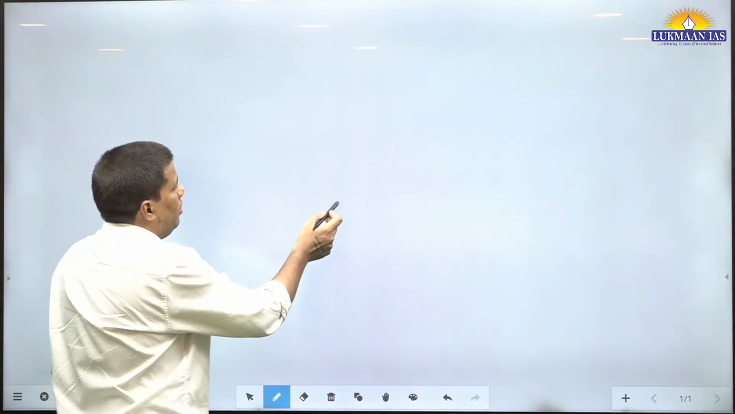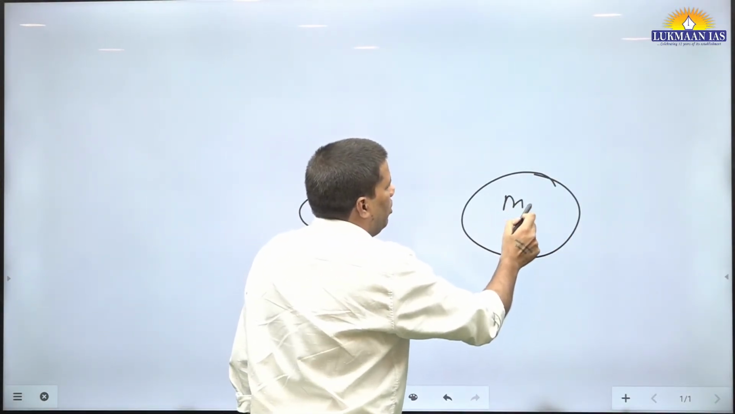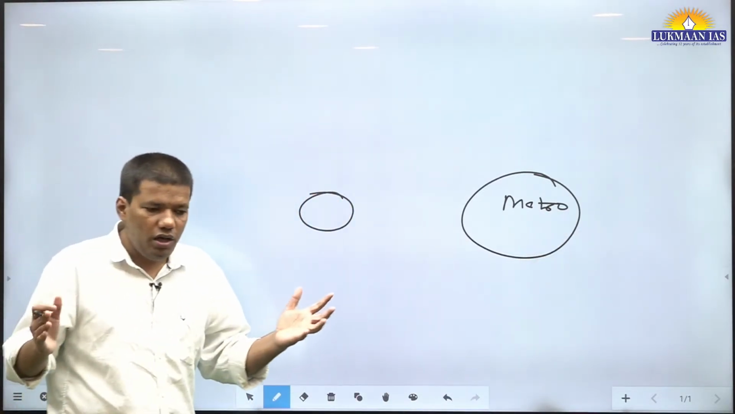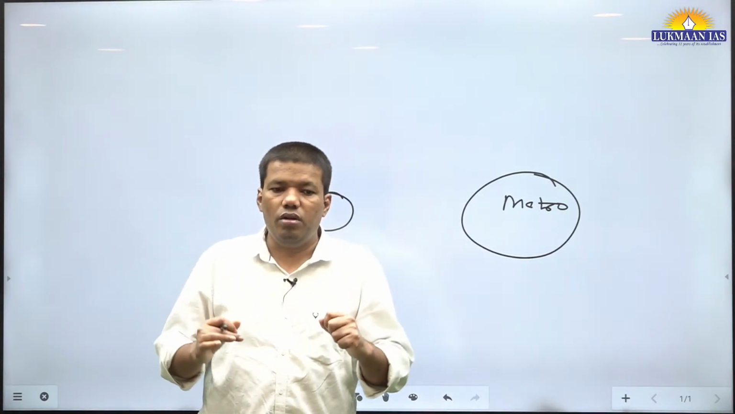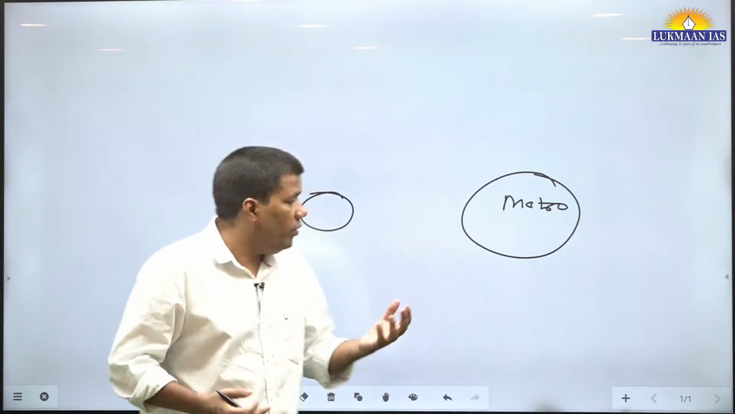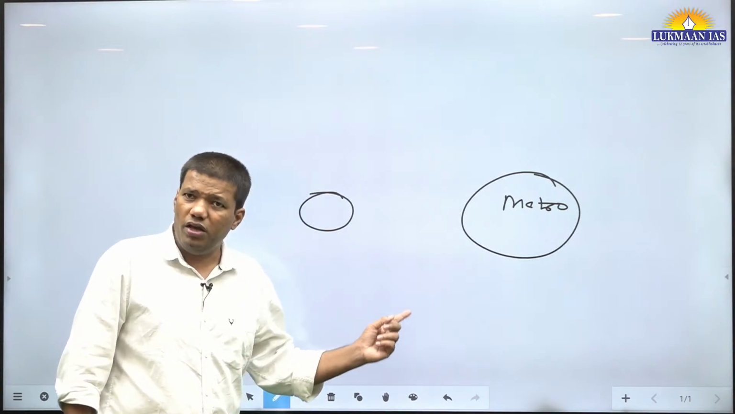Let's see how they develop. Let's say this is a metro, a big city. Generally, when you see the urban population, not only in India but worldwide, the percentage of people living in metros is very high compared to the percentage of people living in tier 2 and tier 3 cities.